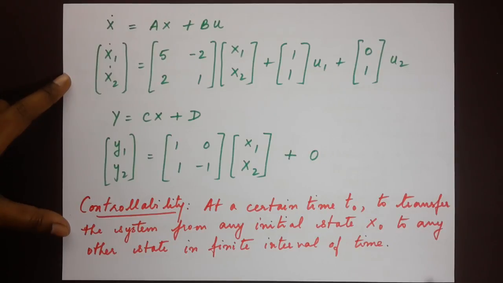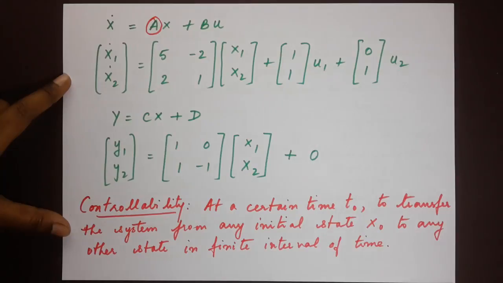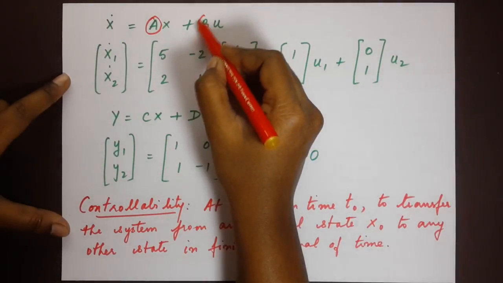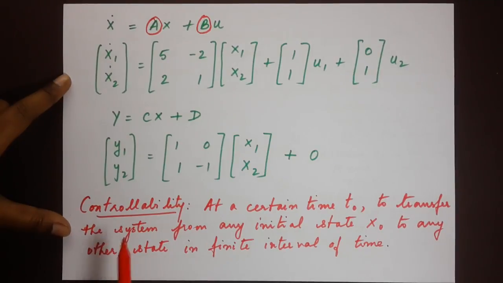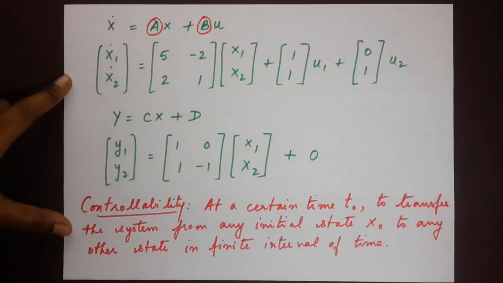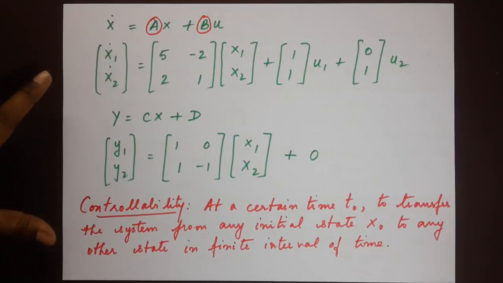Now controllability of the system depends on this matrix A, and the control influence is the matrix B. So in order to check for the controllability, both matrices A and B are important. Okay, so now we'll start with the check on controllability.